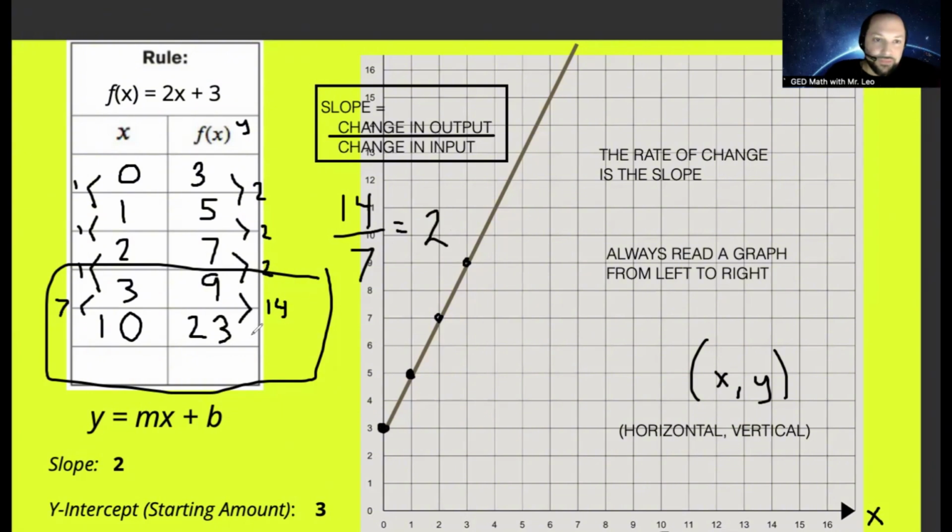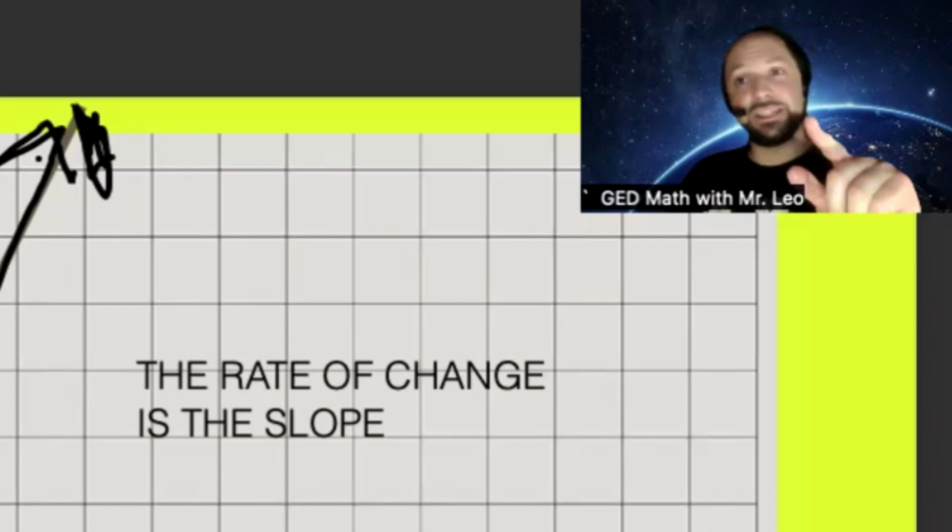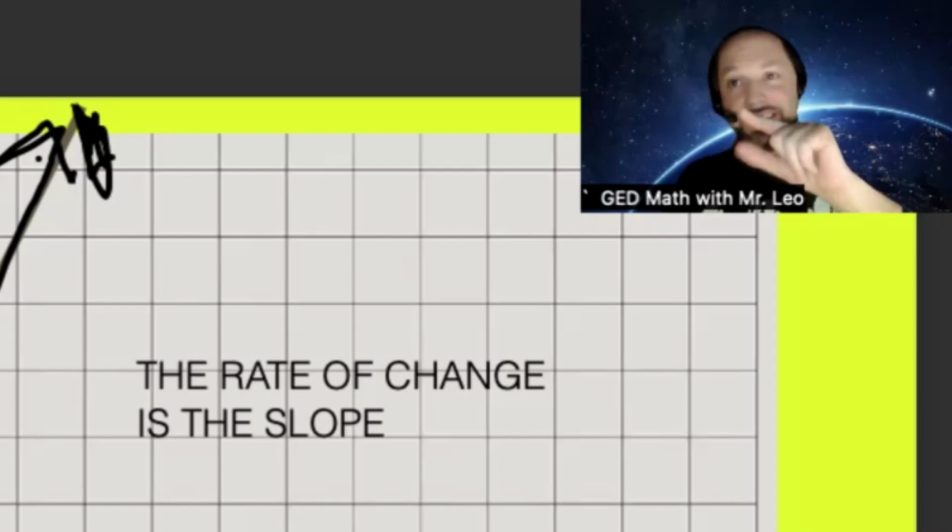So even if your data points are not consecutive, it's easy when they're consecutive. 0, 1, 2, 3, boom, I see it's going up by 2s. Here, it's a little harder to see. But if you set it up carefully, this will get you the answer: the change in output over the change in input. 14 over 7 equals 2. All right. Let's practice this on another page. Same thing.